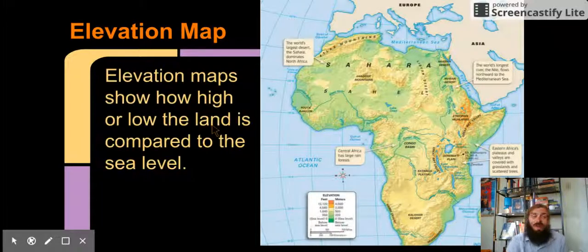The next type of map is an elevation map. Use this information to fill out the first box in part 3 of your worksheet. Elevation maps show how high or low the land is compared to sea level. So look at my key here. These dark colors are sea level. It's where the sea is, where the land hits the water. And as I go up these colors, I get higher and higher land. So the Ethiopian highlands we see are this orange color. Those are the highest areas in Africa.